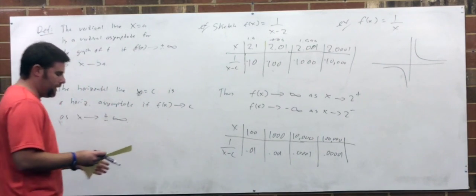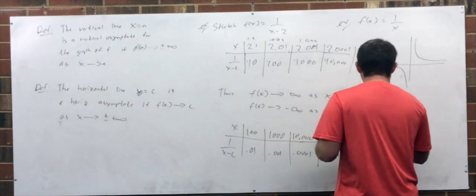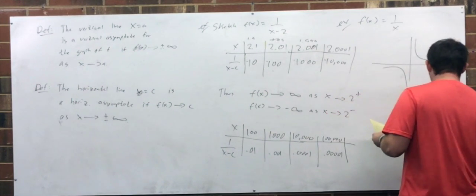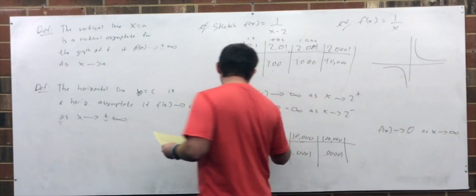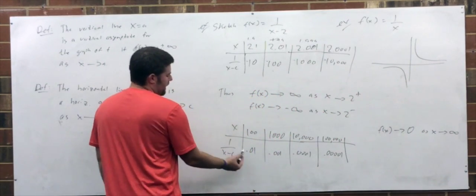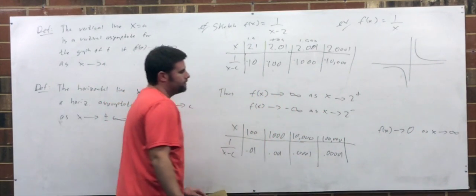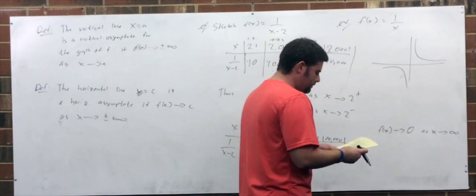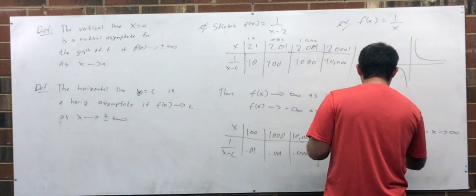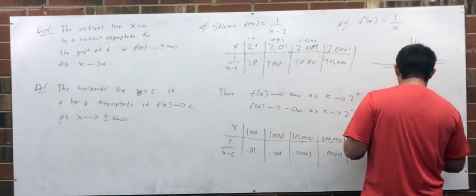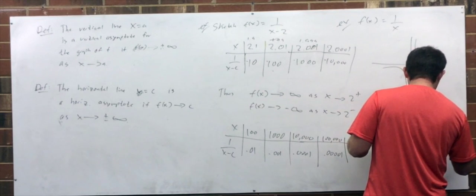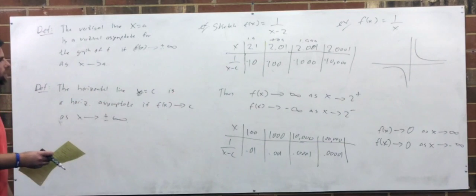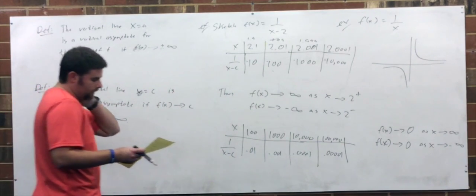Well, this tells us about the horizontal asymptote. So f of x approaches 0 as x approaches positive infinity. So as x gets larger and larger and larger, the function value is getting smaller and smaller and smaller. So f of x is getting closer to 0 as x gets larger. And then if we plugged in the opposite side of that spectrum, we would see that f of x approaches 0 as x approaches negative infinity also. What that tells us is we have a horizontal asymptote at the value 0.